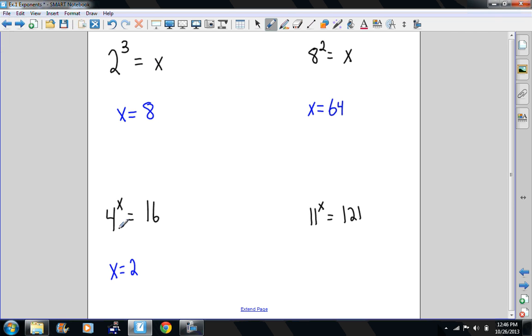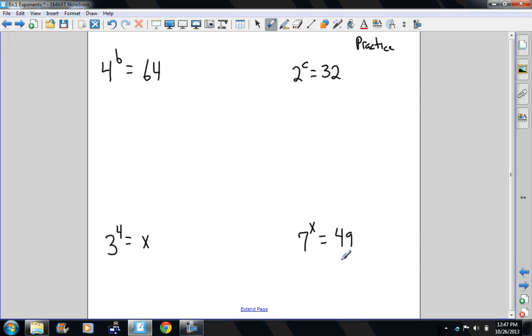Over here, we have 11 raised to the x is equal to 121. In this case, x is also going to be equal to 2. X is equal to 2 because 11 squared is equal to 121. So I want you to try these on your own and see what you get.